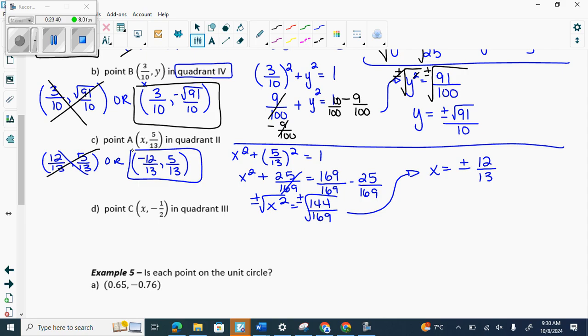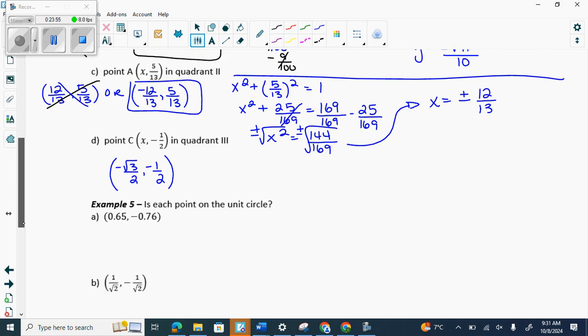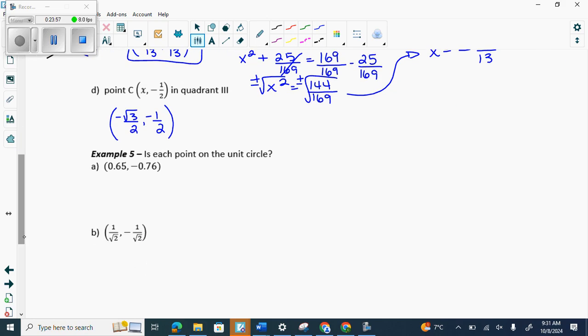Yeah. Quadrant 3, we know that negative 1/2 goes with what every single time? Root 3/2, and I need to be in quadrant 3, so it would be negative root 3/2 and negative 1/2. This one says they want to know if the point is on the unit circle. On the unit circle, whenever I see that, I say x squared plus y squared equals 1. I have an x. I have a y. Do I just plug them in and see if it equals 1? Yeah.